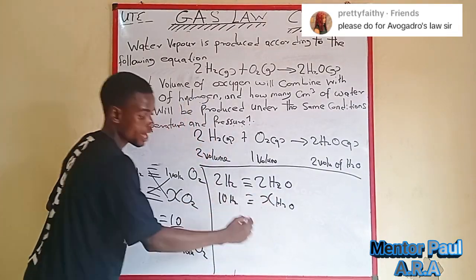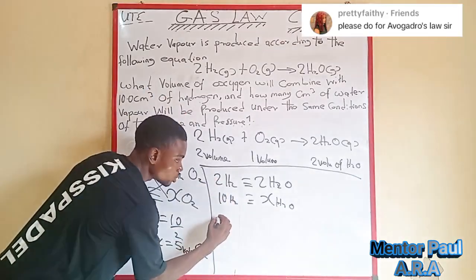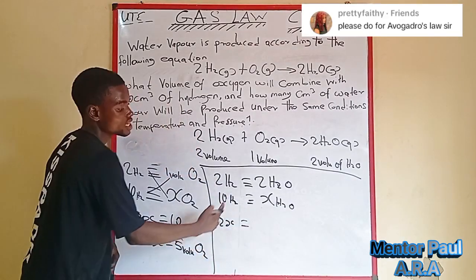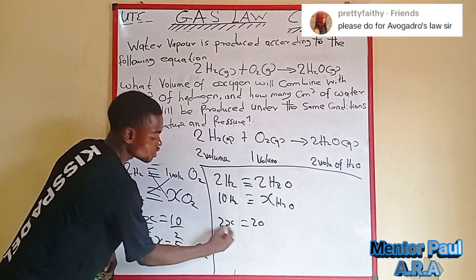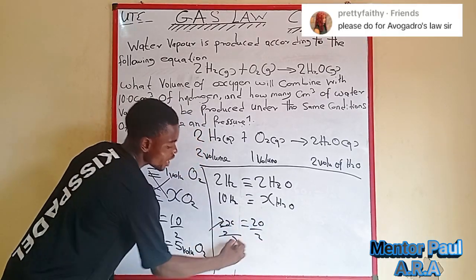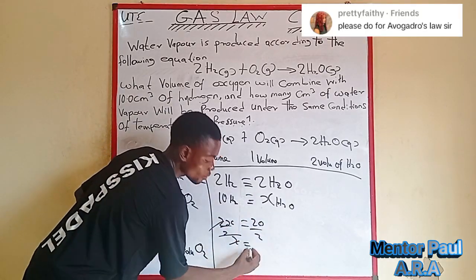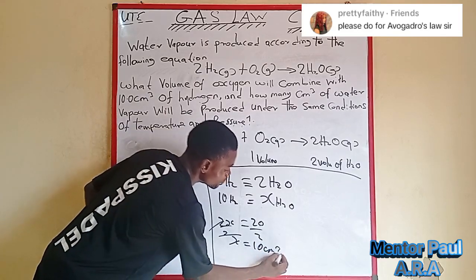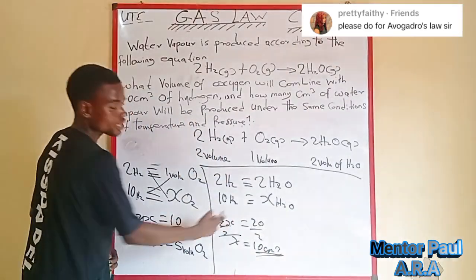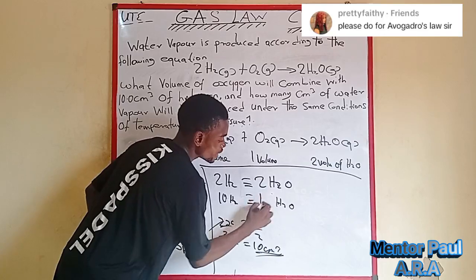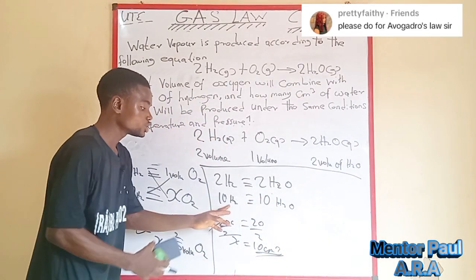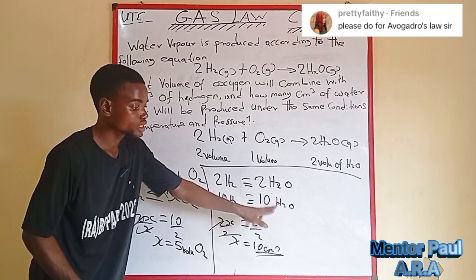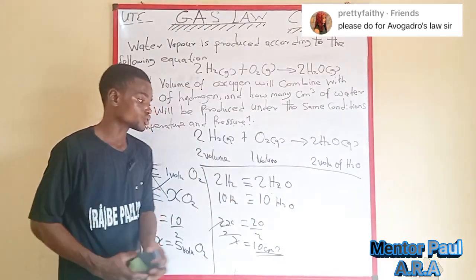Hence, if I cross multiply, S multiplied by this will give us 2S equals 10 multiplied by 2, which will give us 20. Divide by 2, divide by 2, S is equals to 20 divided by 2, which is 10 cm cube. So 10 hydrogen will produce 10 water vapor. Sorry, I mean to say 10 hydrogen will produce 10 water vapor.